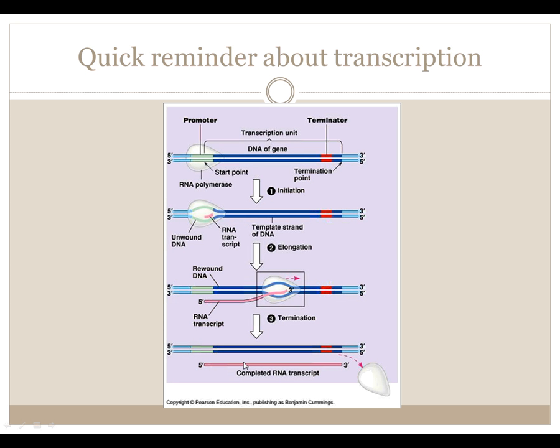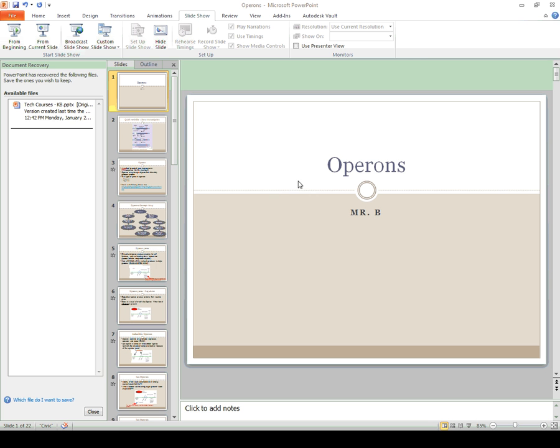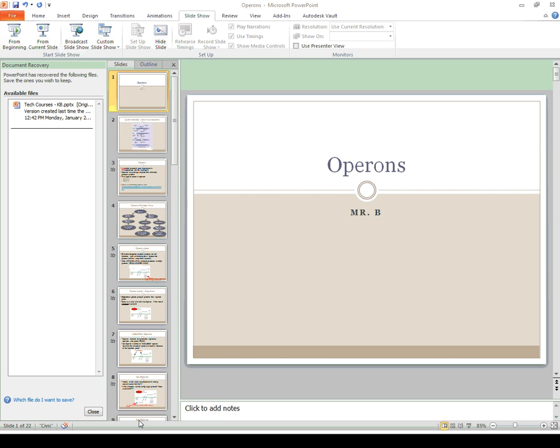Before I even do that, I should really do a brief reminder about transcription. We're going to be talking about prokaryotes, and what the prokaryotes do is they'll have a promoter region which has the start codon and the terminator region, the stop codon, and you'll have your RNA polymerase, and what that does is unwind and unzip the DNA, and what it will do is, whoa, what happened there?